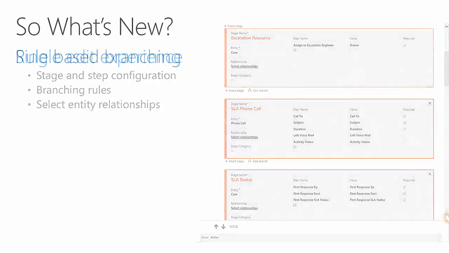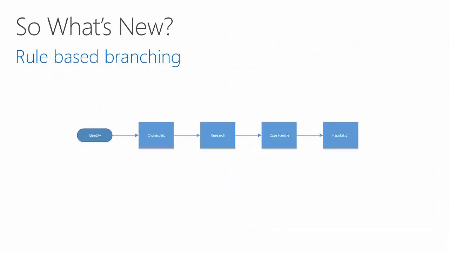Again, let's compare and contrast the differences between Microsoft Dynamics CRM 2013 and Microsoft Dynamics CRM 2015. In CRM 2013, business process flows were very linear. A user waited until each stage was completed, and then they were able to move on to the next stage. This flow chart shows what the functionality looked like in CRM 2013.